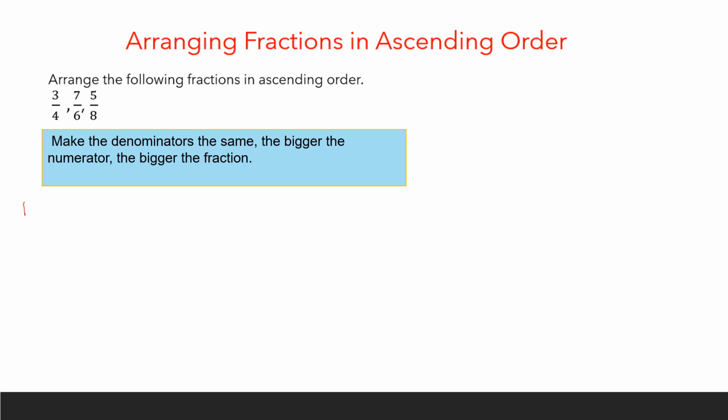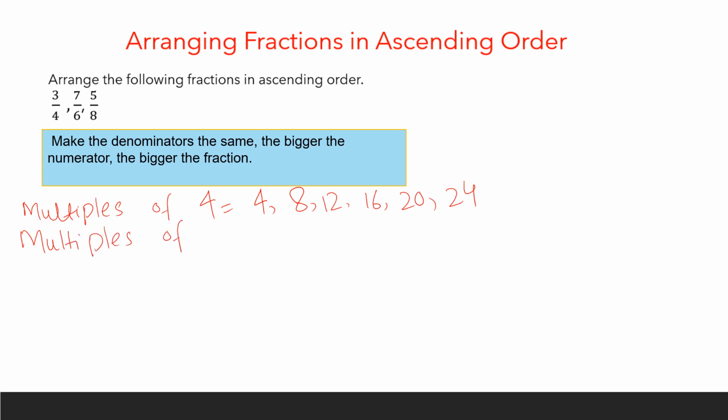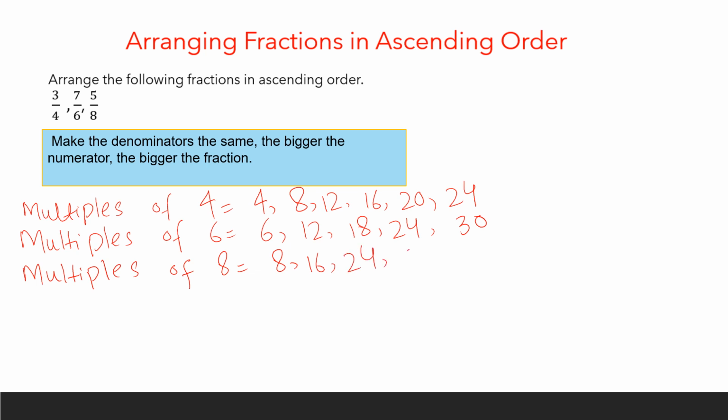To find the LCM, I need to list the multiples of 4, 6, and 8. Multiples of 4 are 4, 8, 12, 16, 20, 24. Let's stop at 24. And then I need to list the multiples of 6: 6, 12, 18, 24, and 30. Now I'm going to list the multiples of 8: 8, 16, 24, and 32.